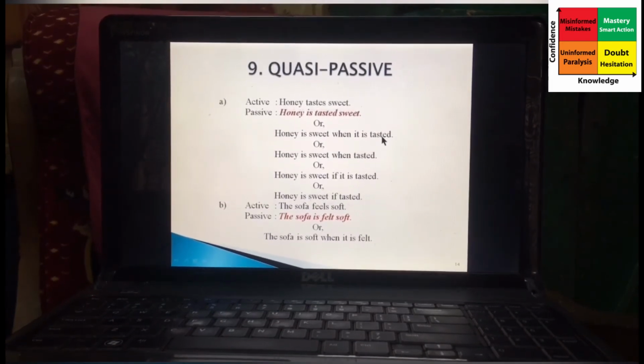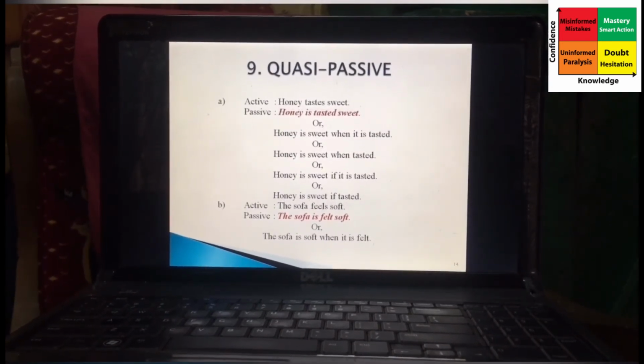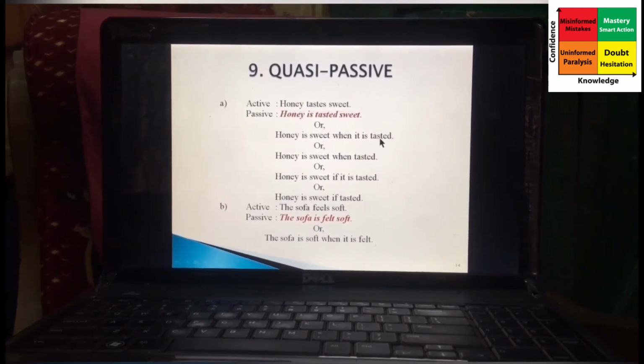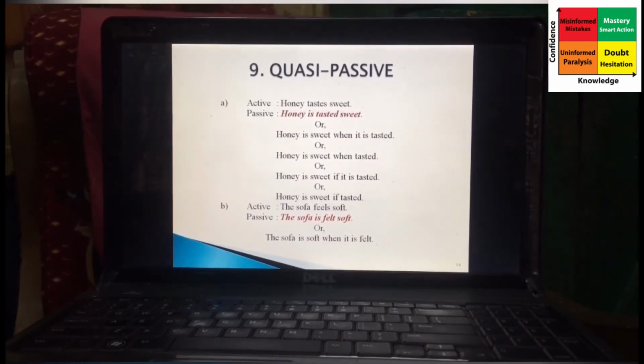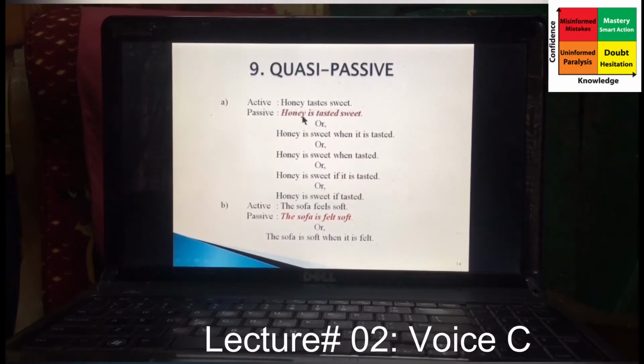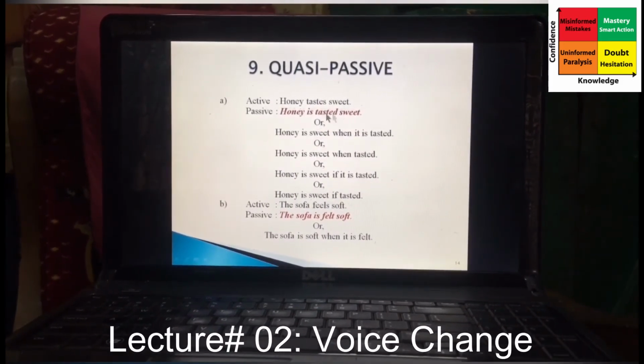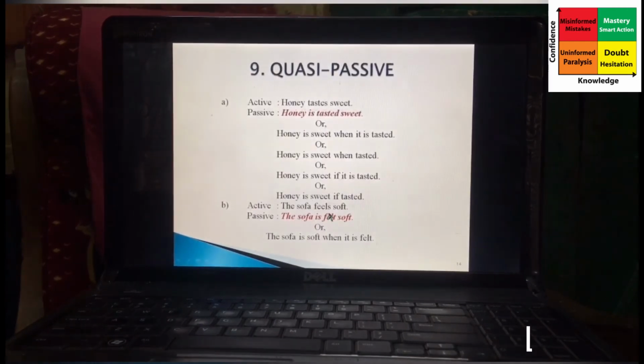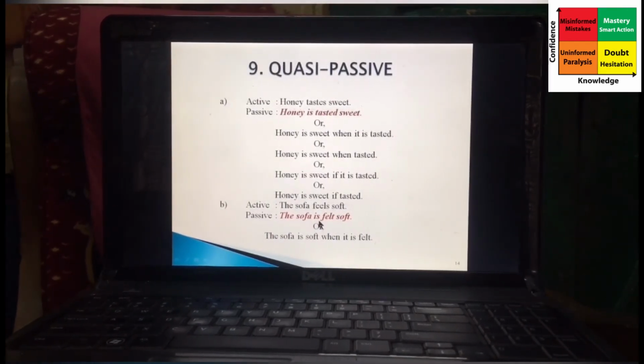Yes, in some books we get that it is correct, but to me it is ridiculous. Honey is sweet when it is tasted. So if you don't taste it, is it bitter? Actually not. So I think this is better: honey is tasted. So you do this one. I support this one. The sofa feels soft. The sofa is felt soft.